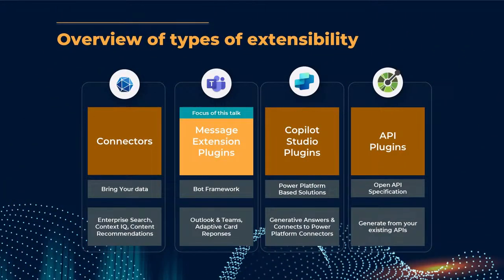this talk. The first part, what I wanted to cover as part of this talk, is the types of extensibility you can do with Copilot. There are four main types of extensibility options to you: connectors, message plugins, Copilot Studio plugins, and newly announced API plugins. They're not quite released yet, but this is another option that you can use to extend Copilot. So let's just run through this very quickly.